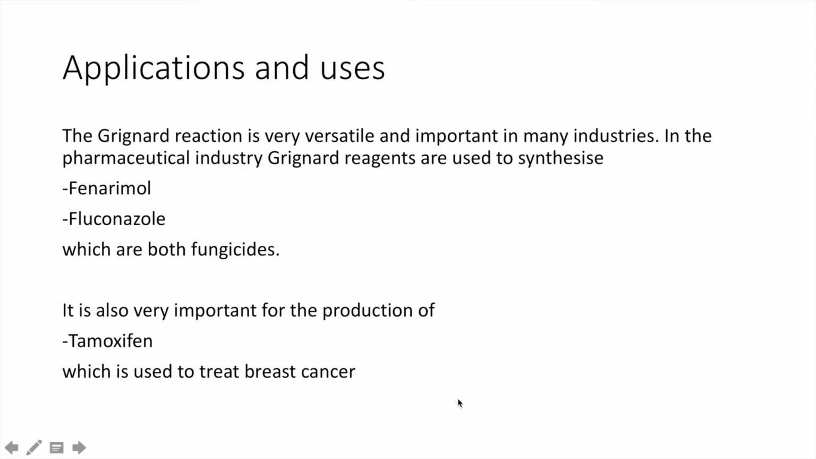Now, some applications and uses. The Grignard reaction, as I said, is very versatile as it forms new carbon-carbon bonds. In the pharmaceutical industry it can be used to synthesize two specific molecules, such as phenyramyl and fluconazole, both of which are fungicides. It is also very important in the production of tamoxifen, which is used to treat breast cancer.